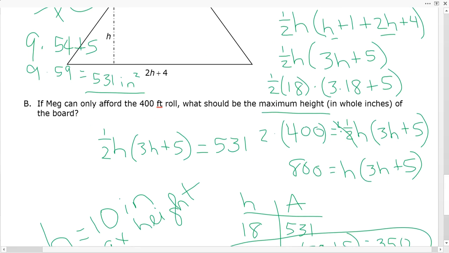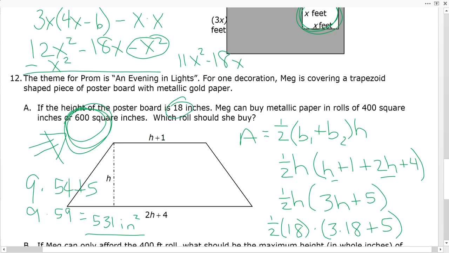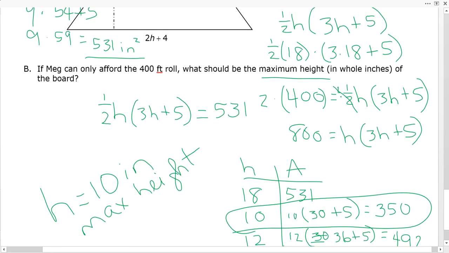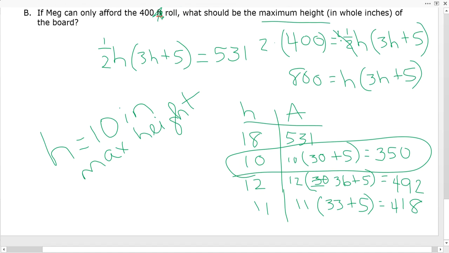Ah, crud. Oh, because it's 400 square inches, and I was just thinking, what? That should be square inches. Yeah, because that doesn't make sense at all. Okay, so 10 it is. There you go. Relatively straightforward, and that's it.